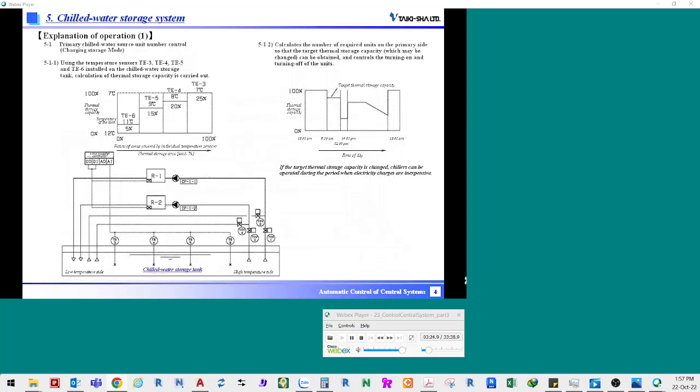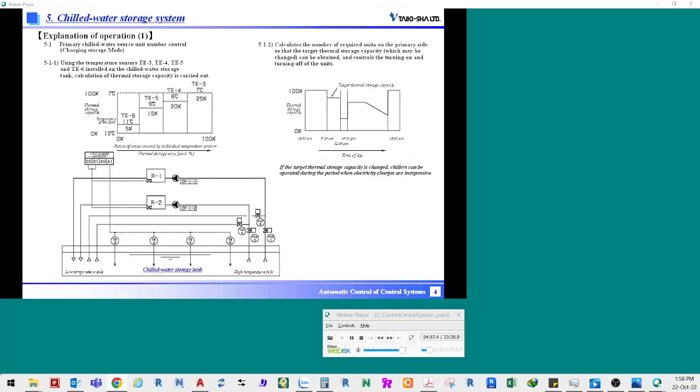Now, how the system operates will be explained. The unit number of the primary chilled water source is controlled based on excess and efficiency obtained from comparison of the thermal storage capacity of the chilled water storage tank and the target thermal storage capacity for the corresponding time of day. The thermal storage capacity is calculated by multiplying the respective four temperatures measured by four temperature sensors TE3, TE4, TE5, and TE6 by the respective areas or flow rates covered by the corresponding sensors.